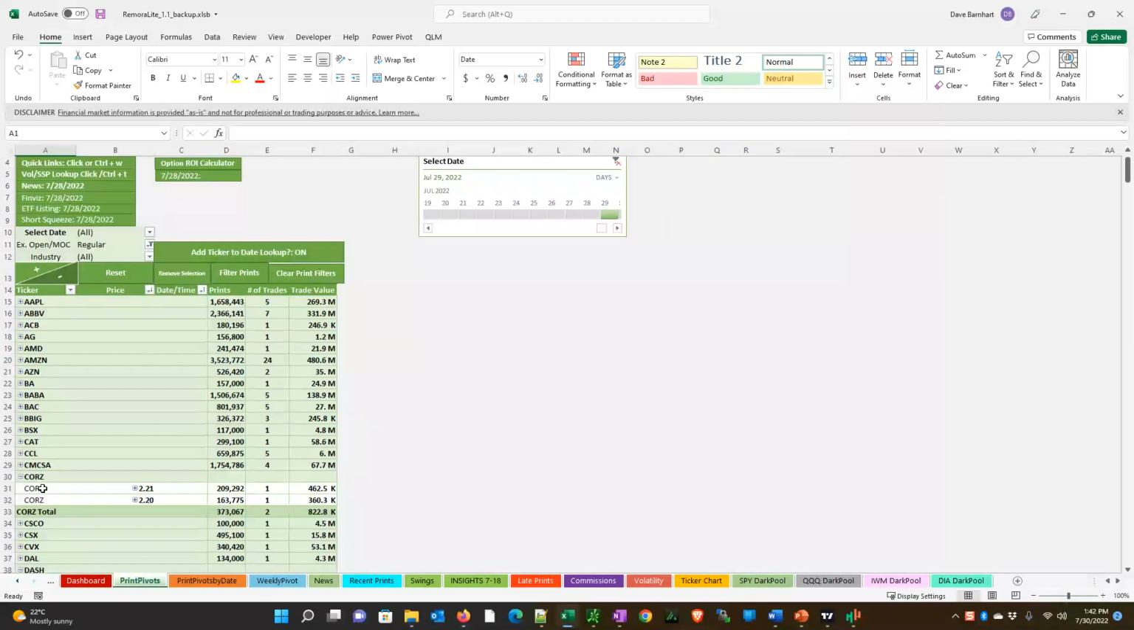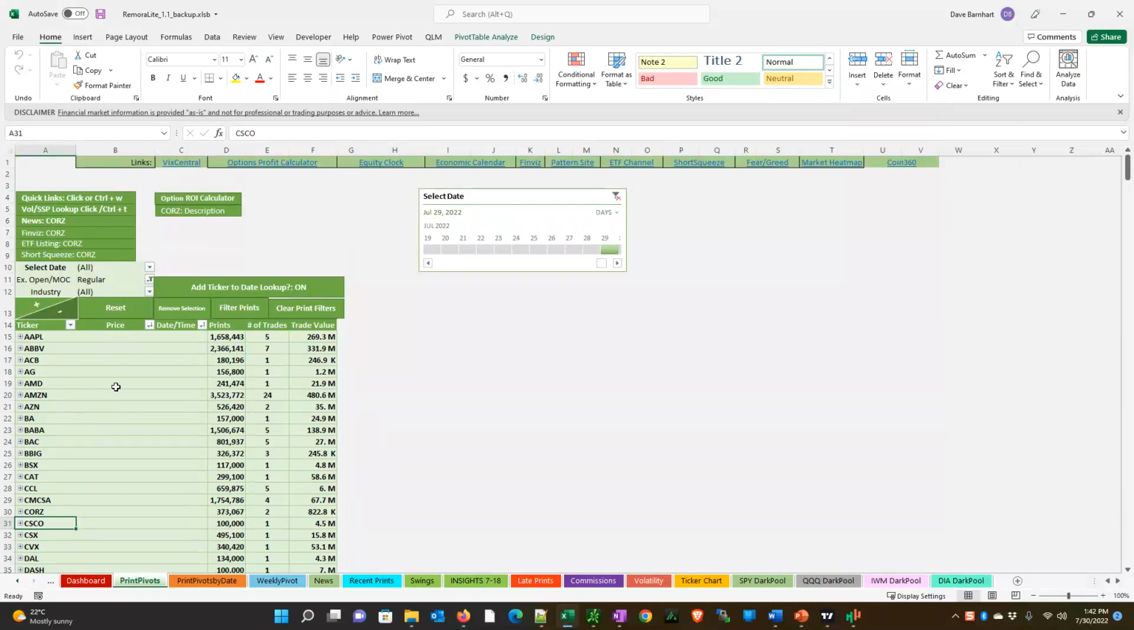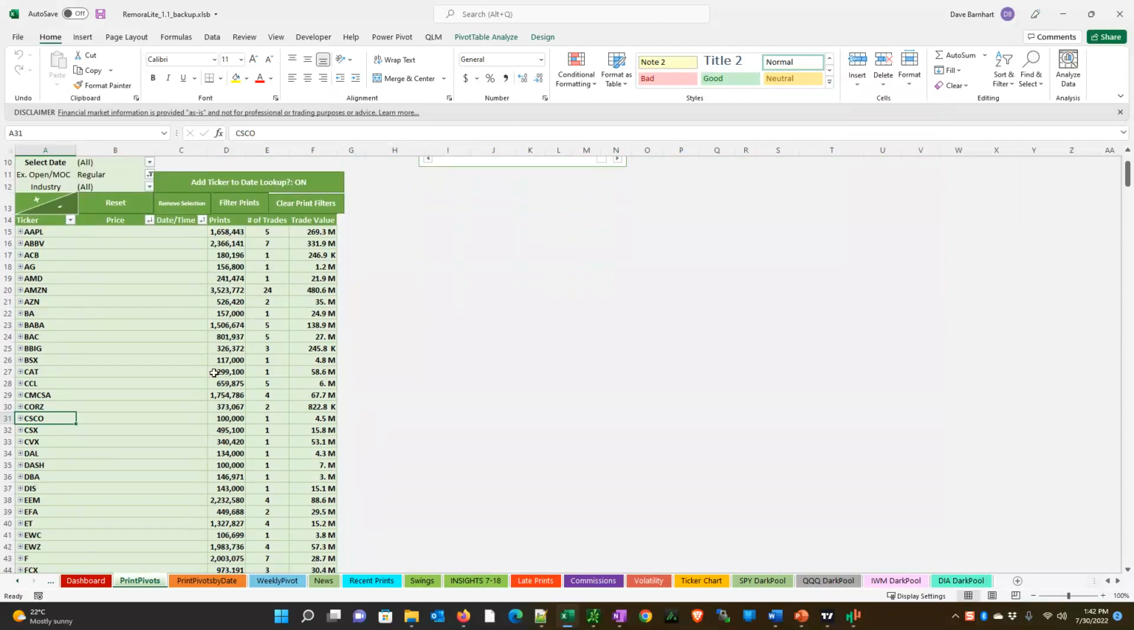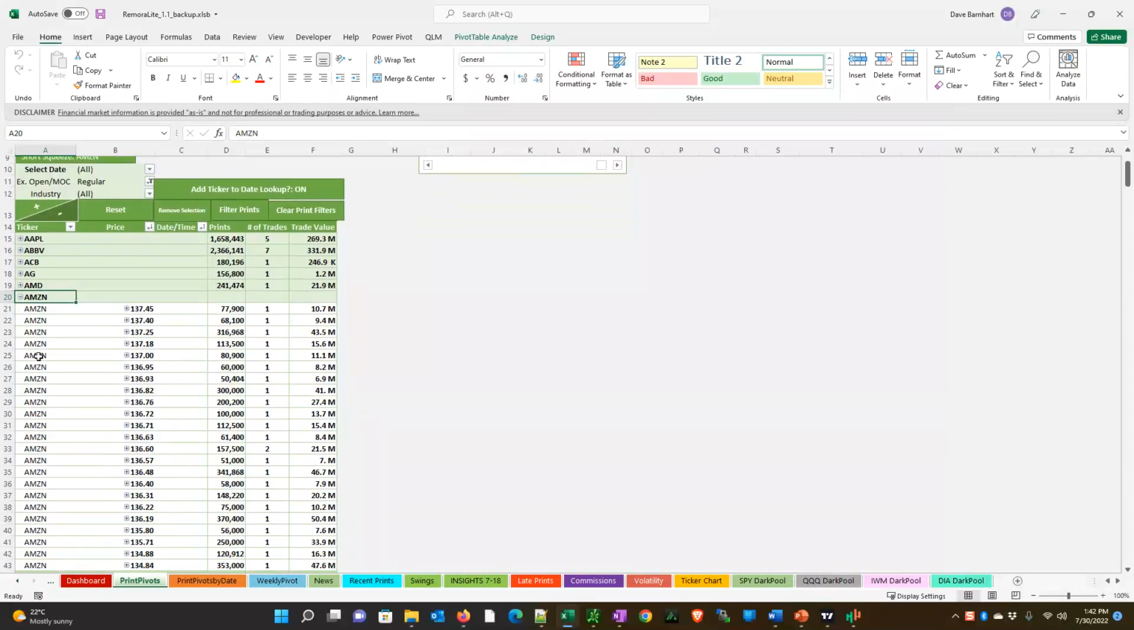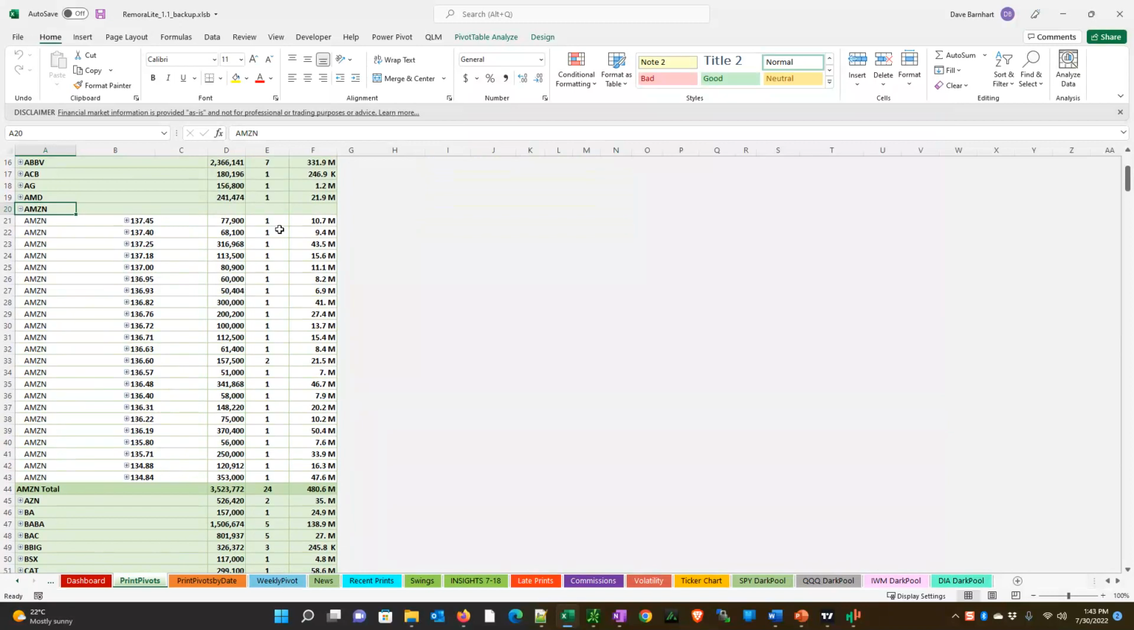Now, we can expand and collapse these, and I'll show you an example. Just for neatness' sake, I'm collapsing. But when you get your prints updated, you can come here and select the current trading day. Then when you scroll down, you can say, wait a minute, Amazon had 3.5 million shares over 24 trades. What sort of sorcery is that, right? So you click the expand, and we see there's the 24 trades.